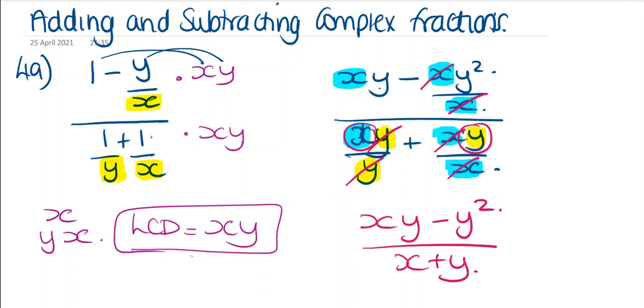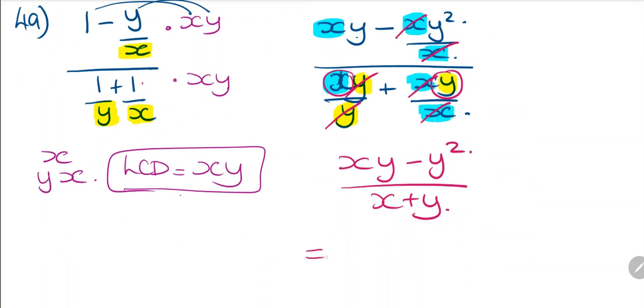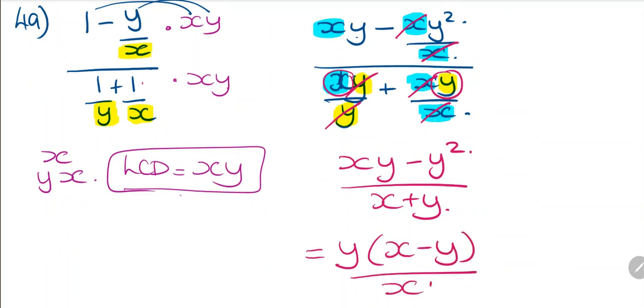Now we can simplify. So if we factor the top by y, we will have y(x minus y) over x plus y.